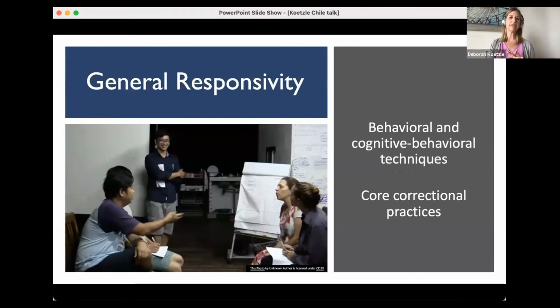When we talk about responsivity, we can talk about both general responsivity and specific responsivity. General responsivity is really about the treatment approach that we should be using. And the research consistently tells us that behavioral and cognitive behavioral techniques are more effective than other approaches when we're trying to change behavior. And this is true not just for trying to change criminal behavior, but really any type of behavior. If you have tried to quit smoking, if you have tried to lose weight, behavioral programs are more effective at bringing about change and allowing for that change to sustain itself.